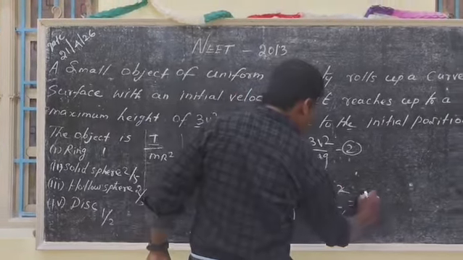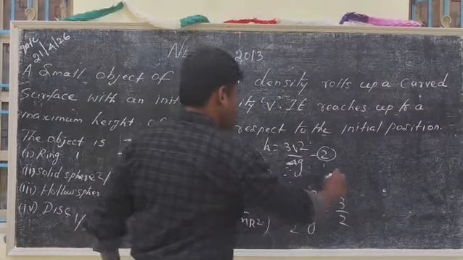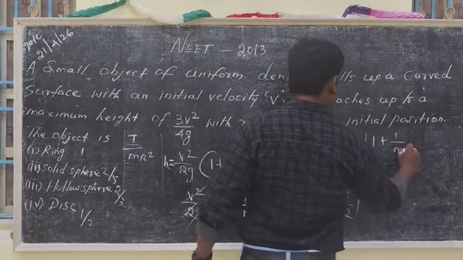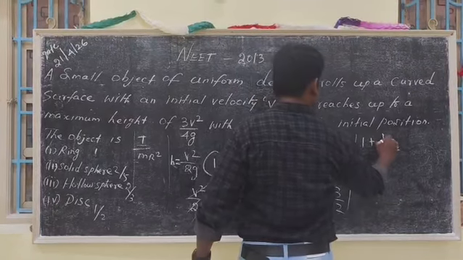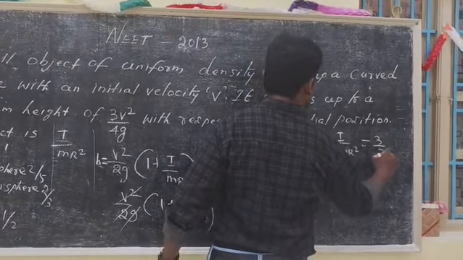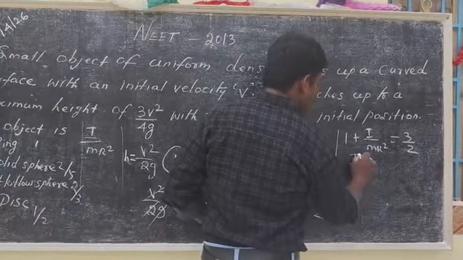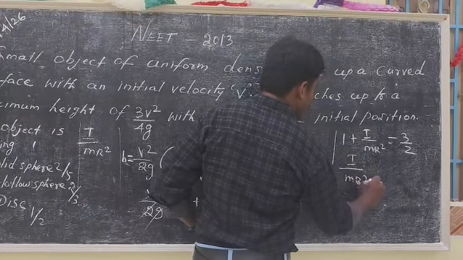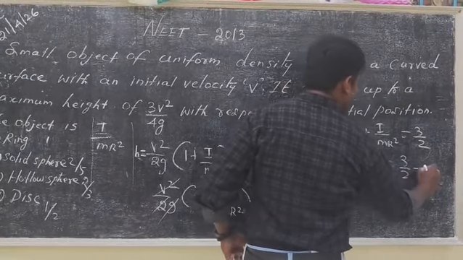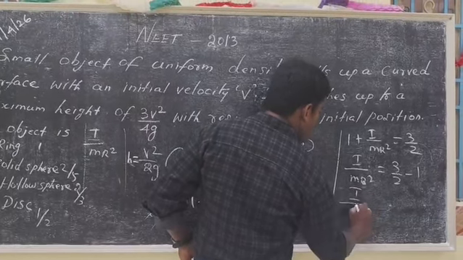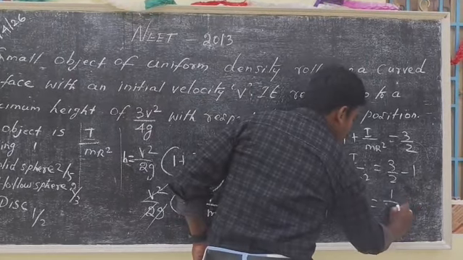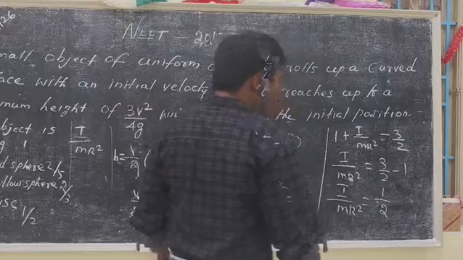So finally we got 3 by 2. So 1 plus I divided by m r squared is equal to 3 by 2. We need I divided by m r squared. When you bring 1 to the right-hand side, minus 1 comes. So I divided by m r squared, when you take the LCM, finally we get 1 by 2.